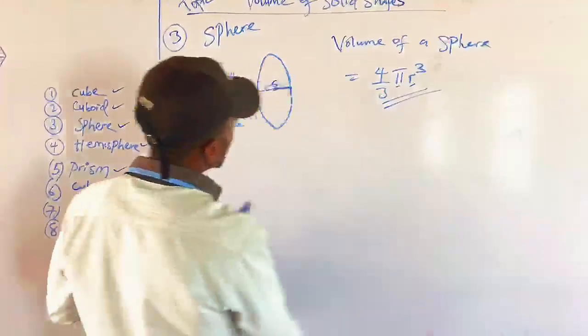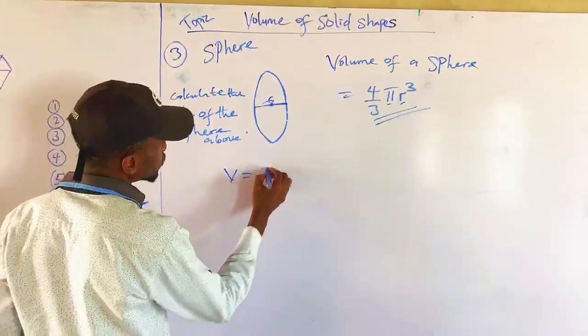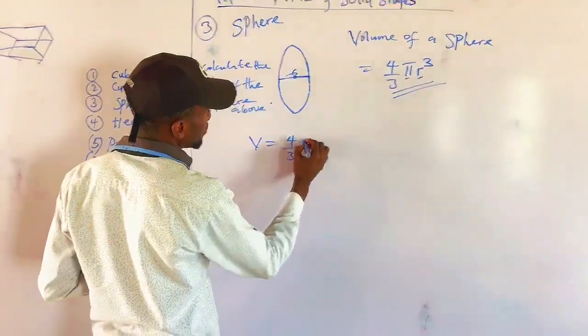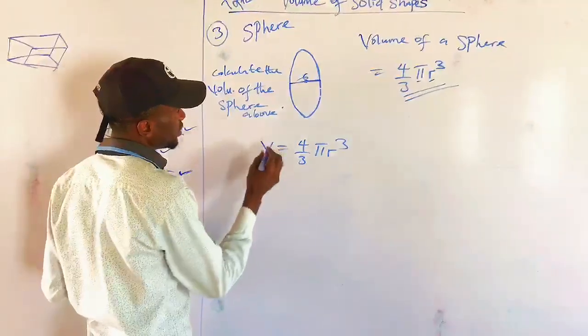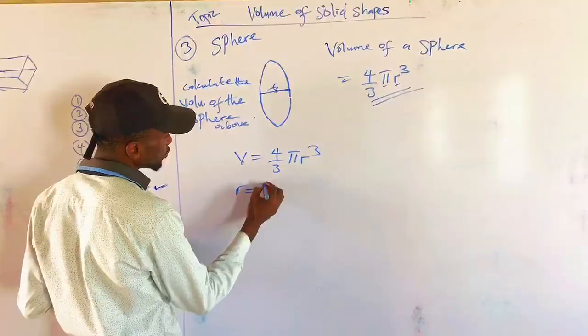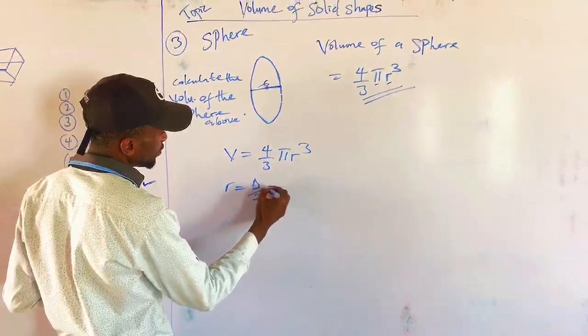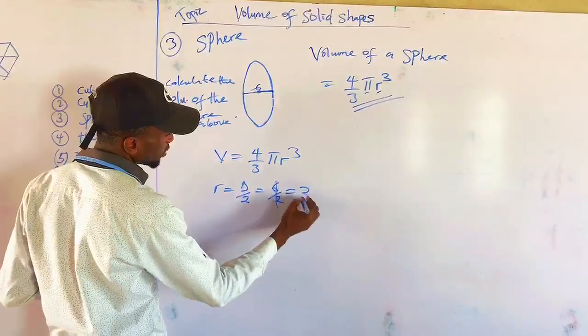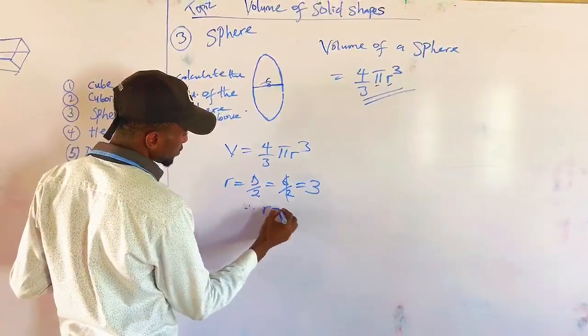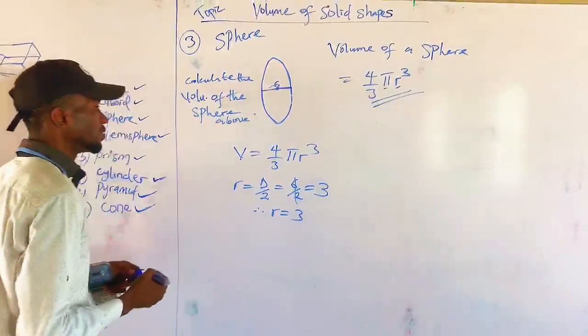This is our sphere with diameter 6, and we are asked to calculate the volume of the sphere. And I told you the formula for volume of a sphere is equal to 4 over 3 pi r cubed. Now we are given the diameter. Let us first calculate the radius. Radius is equal to diameter divided by 2. This is equal to 6 over 2, which is equal to 3. Therefore, our radius is equal to 3.